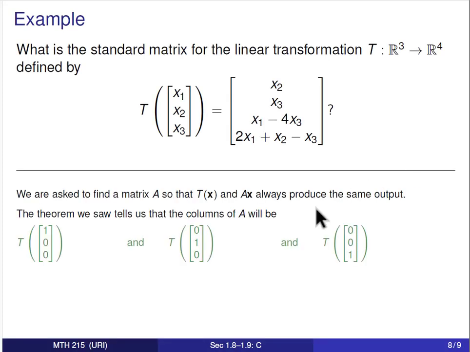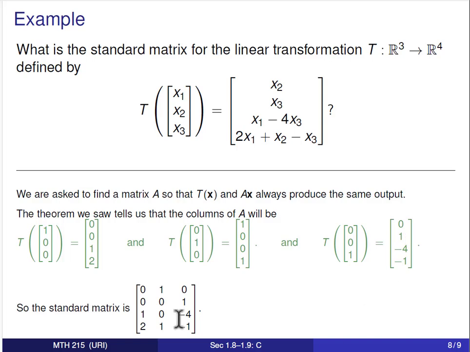Well, the theorem says that what we want to do is plug in each of the vectors e1, e2, e3 into this rule and record their outputs. And so if we do that, we'll get the vectors 0, 0, 1, 2. You should check that. We'll get the vectors 1, 0, 0, 1, and 0, 1, -4, -1. Now, these outputs should form the columns of the standard matrix of our linear transformation. And so our standard matrix is as shown here.